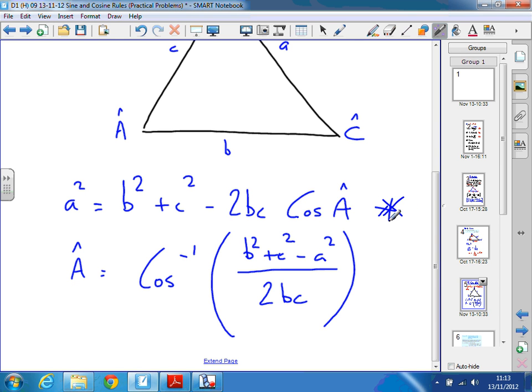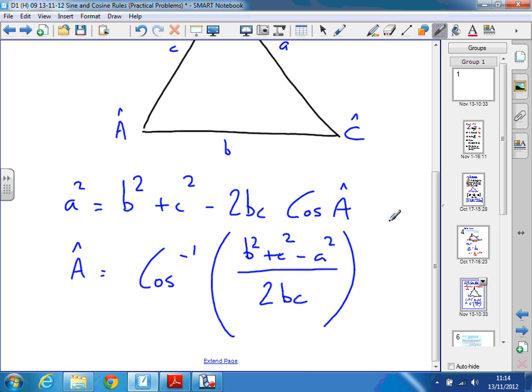And if you're interested and you want to practice your rearranging formulae skills, see if you can start with this equation and rearrange it to get this one. It's not that difficult, actually. It looks as though it might be, but it isn't. So that's a good one for you to practice. You're not expected to be able to do it, but you might want to have a go. The bottom line is you need to be able to use both these formulae.